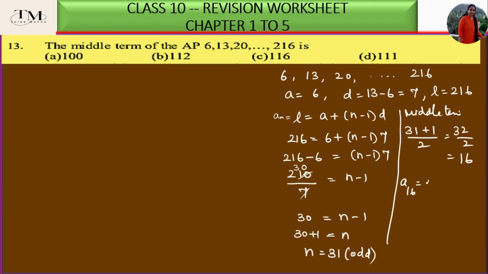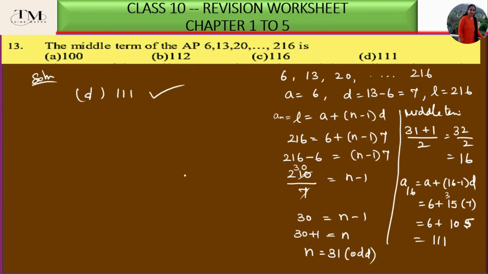A16 equal to A plus 16 minus 1 into D. What is A? A is 6. 16 minus 1 is 15. What is D? It is 7. So 6 plus 15 into 7: 5 sevens are 35, balance 3, 1 seven, 7 plus 3 it is 10. So it is 105 plus 6. 105 plus 6 is 111. So option D. So the solution is option D, 111 is the right answer.